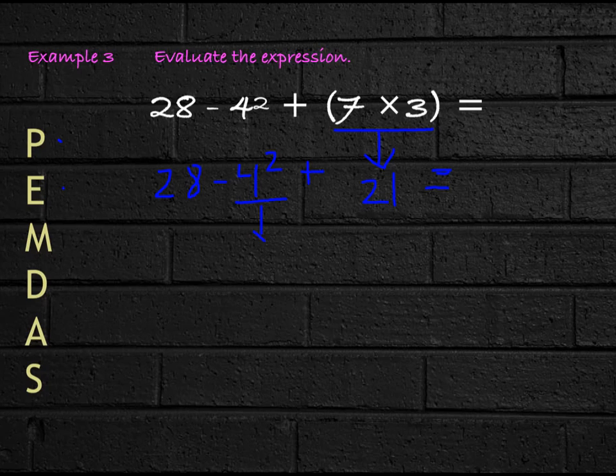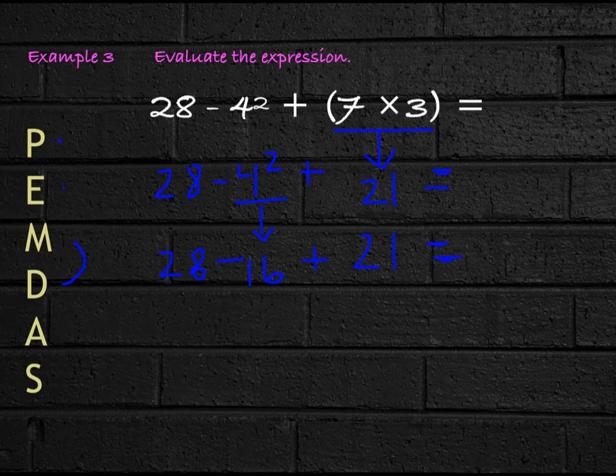Okay, next thing we look at right here is exponents, and yes, we do have exponents right here, so let's bring that down. 4 squared is 4 times 4. Just remember that 4 times 4 would be 16, and we can copy the rest of the problem down now. 28 minus 16 plus 21 equals.